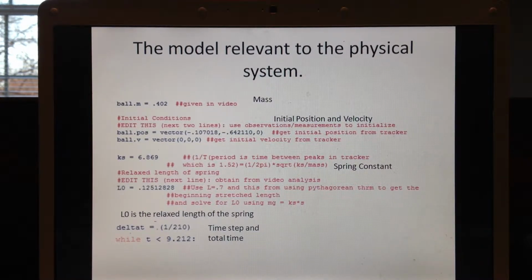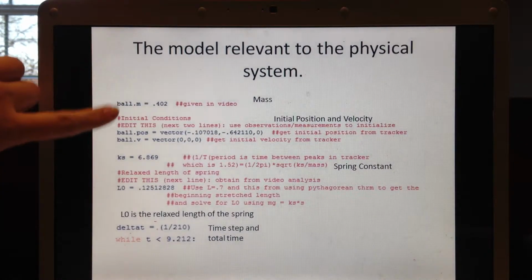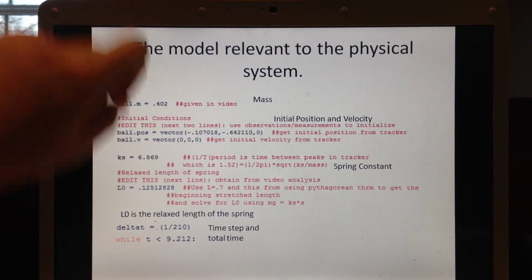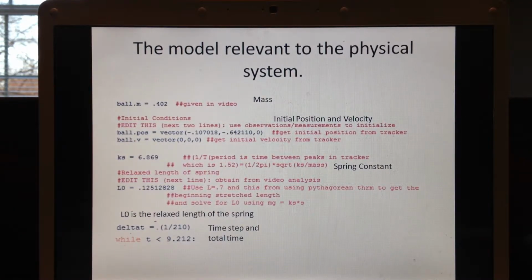I changed the ball mass to 0.402. The ball position is the initial position that I got from my tracker data. The ball velocity starts at 0 because it comes up from rest from Dr. Greco's hand. Ks you can find by doing 1 over T, the period, which is the time between two peaks in Tracker. So you can just look at those 2 points and subtract. So mine was 1.52. So 1 over the period equals 1 over 2 pi times the square root of Ks over mass. So we can use that to solve for Ks, which gives us 6.869.